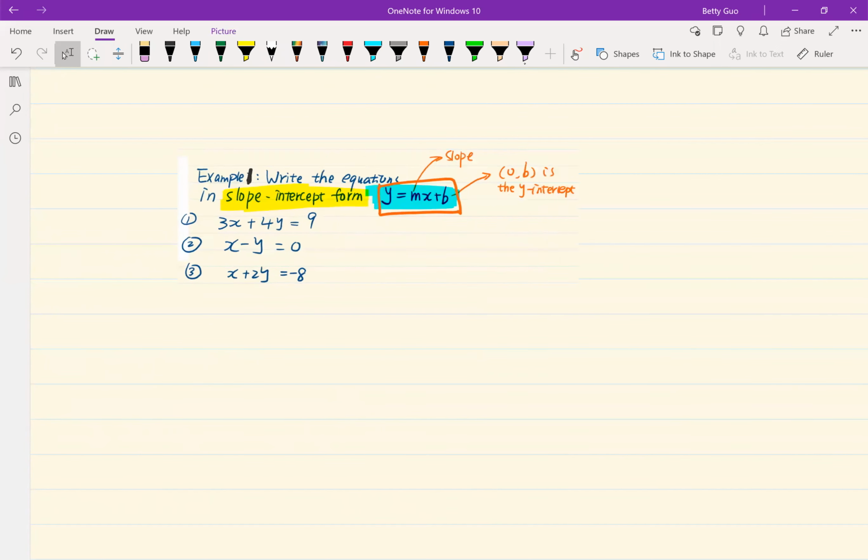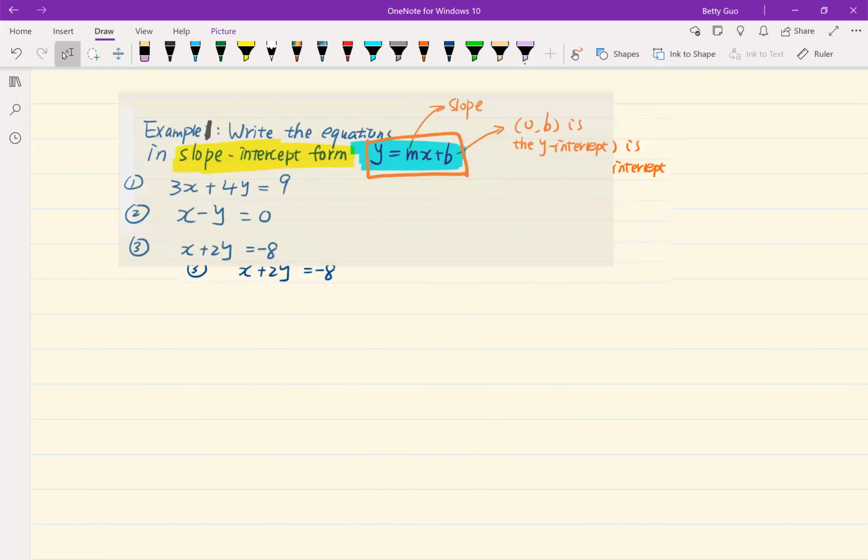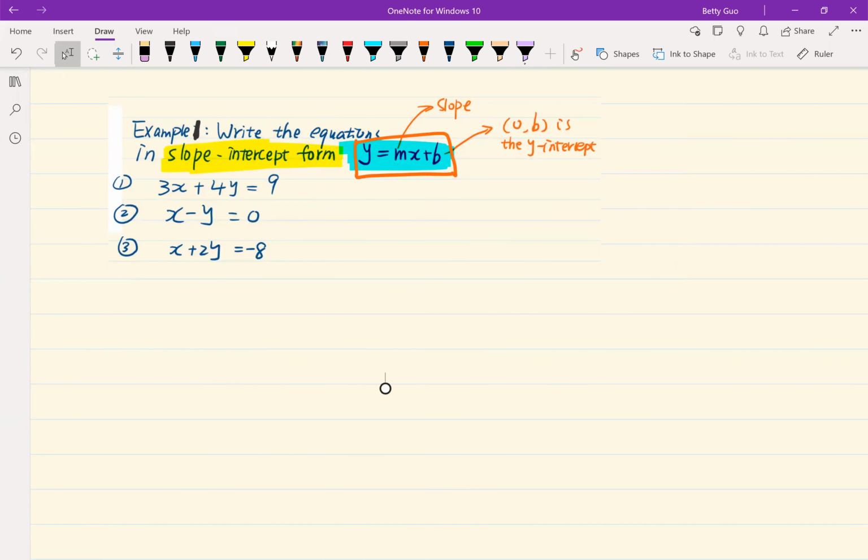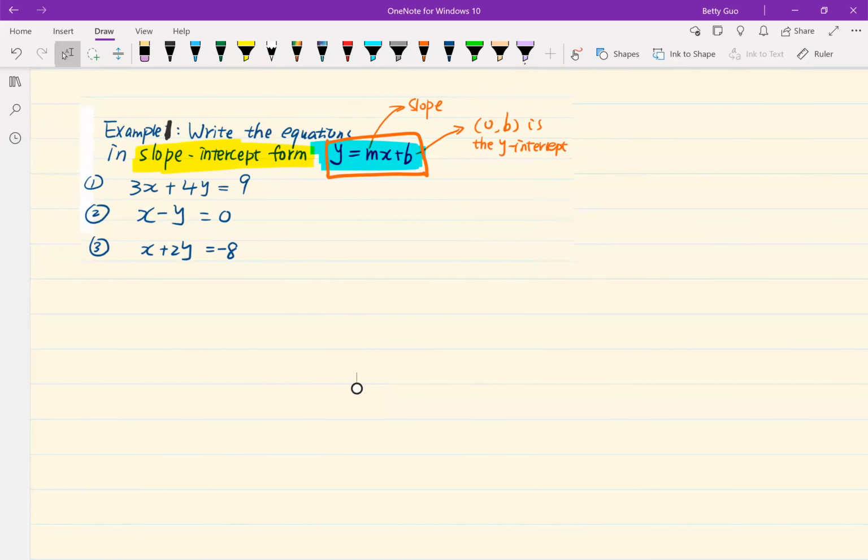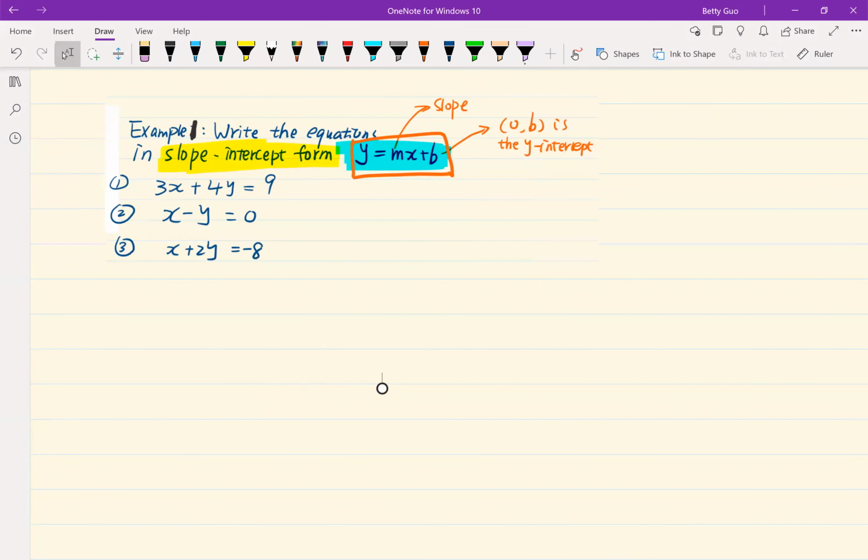Example 1. Rewrite the equation in slope-intercept form. Okay? Rewrite the equation in slope-intercept form. Let's see how do we process this problem. We have 3 parts. We have 3 equations here.